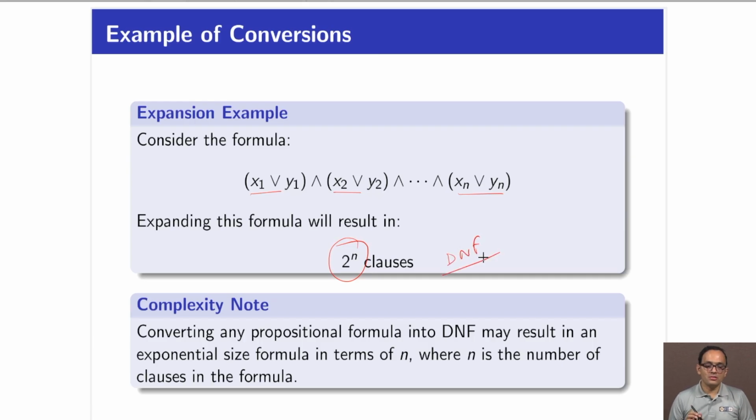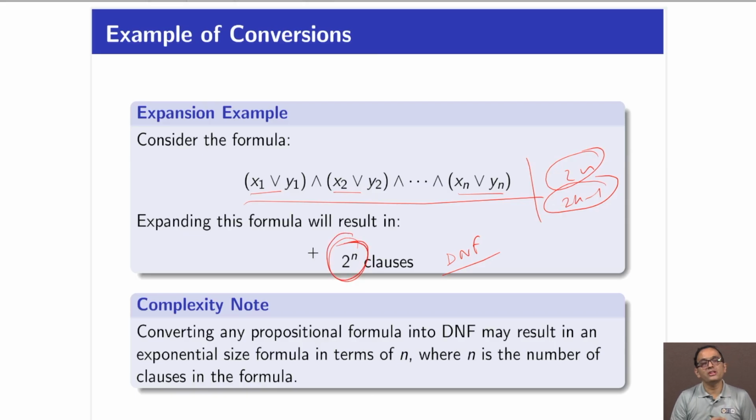So, this is the problem. Your original formula has n clauses. For example, in this formula how many literals are there? 2n literals, because x1, x2 to xn and y1, y2 to yn. And how many connectives are there? 2n minus 1. So, the size of the formula you can think of as order of 4n minus 1. This is the total size of the formula because you have 2n literals and 2n minus 1 Boolean connectives. But the generated formula will have an exponential number of clauses.